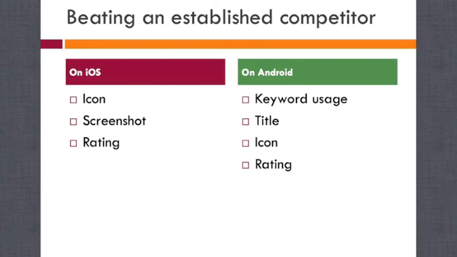On Android, you can actually beat an established competitor just by focusing on either the long tail of keywords, or by really hammering those high value keywords and using them a lot and using them as part of your title. And then the same things that I said about iOS apply as well. Your icon is obviously very important, and your rating can give people a reason to choose you instead of your competitor.